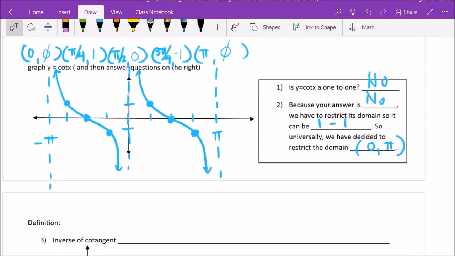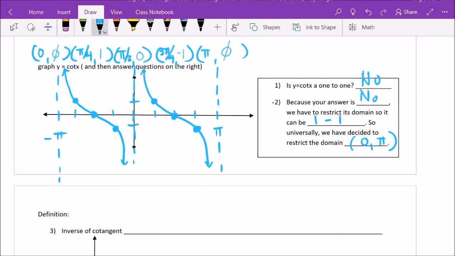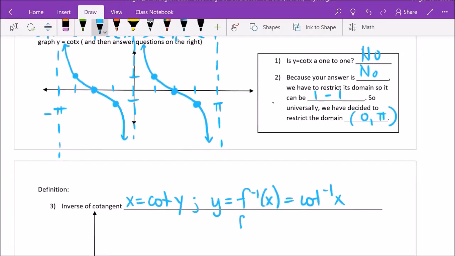Then we are now going to define it. Here we go. X equals cotangent of y. Am I going too fast? Okay. Solve. Y equals f inverse of x, which equals cotangent inverse of x. Just like in Algebra 2, I will also accept cotangent of x. Okay.